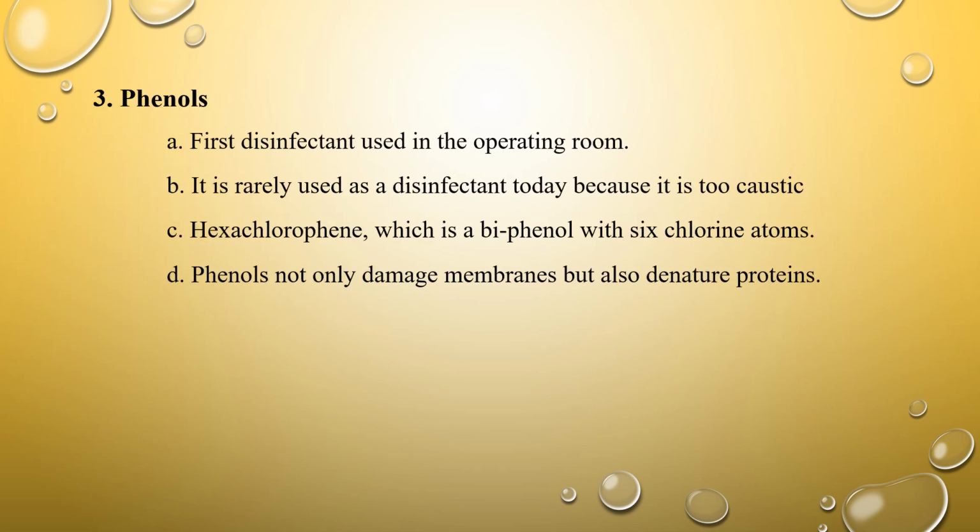Among phenols, phenol was the first disinfectant used in the operating room by Lister in the 1860s, but it is rarely used as a disinfectant today because it is too caustic. Hexachlorophene is a biphenol with 6 chlorine atoms. It is used in germicidal soaps, but concern over possible neurotoxicity has limited its use. Phenols not only damage membranes but also denature protein.